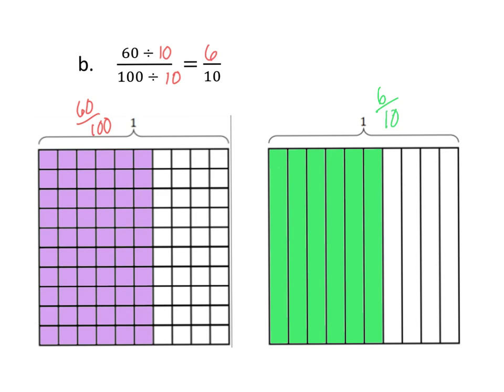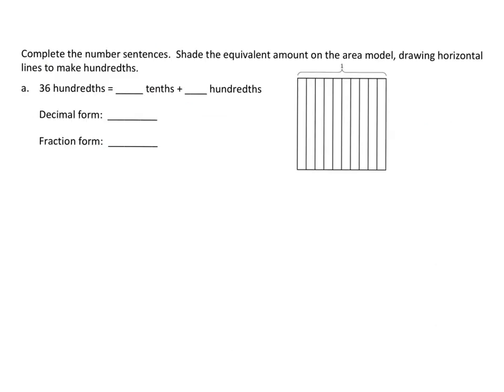And they are equivalent fractions or decimals. 0 and 60 hundredths, 0 and 6 tenths. Complete the number sentences. Shade the equivalent amount of the area model. Draw horizontal lines to make hundredths.